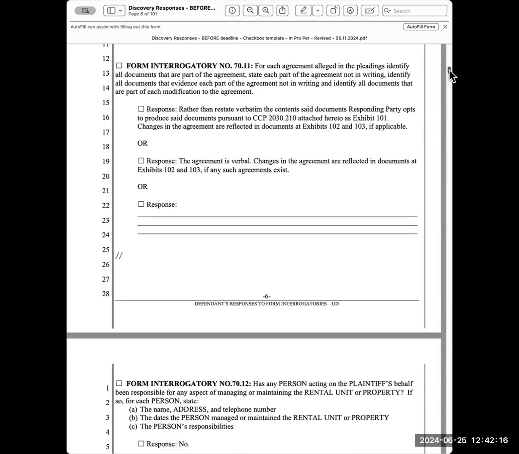Question 70.11 is asking for each alleged agreement in the pleadings, identify all documents that are part of the agreement, state each part of the agreement not in writing, identify all documents that evidence each part of the agreement not in writing, and identify all documents that are part of each modification to the agreement. This is asking you about changes to the original agreement.